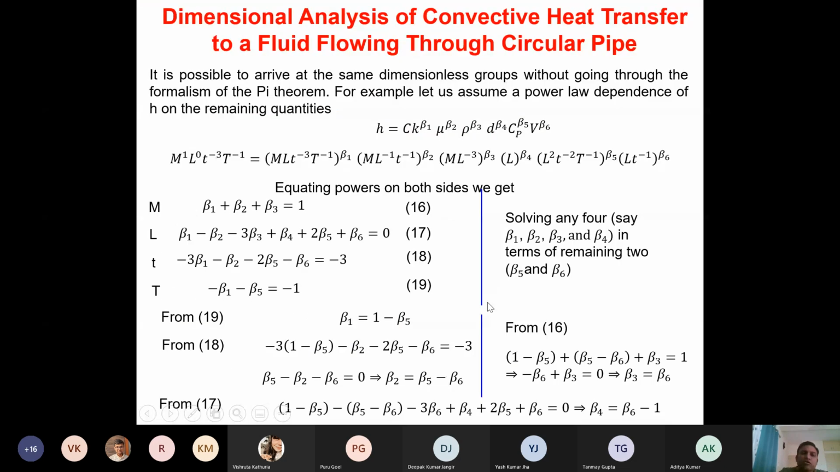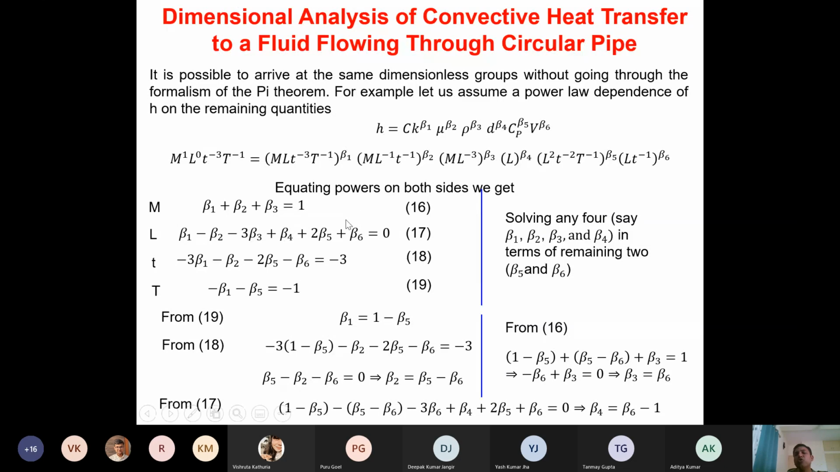So similarly, we can equate the exponents of other quantities, and what we get is these 4 equations, because we have only 4 primary quantities. But how many exponents are there? There are 1, 2, 3, 4, 5, 6 exponents. But there are only 4 equations. So clearly any 4 exponents have to be given in terms of the remaining 2, isn't it? So in this case, again arbitrarily we are selecting that beta 1, beta 2, beta 3, beta 4, we want to express in terms of beta 5 and beta 6.